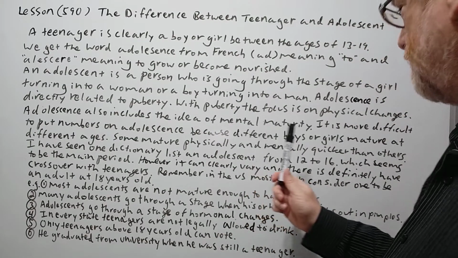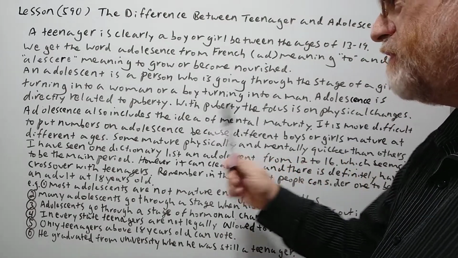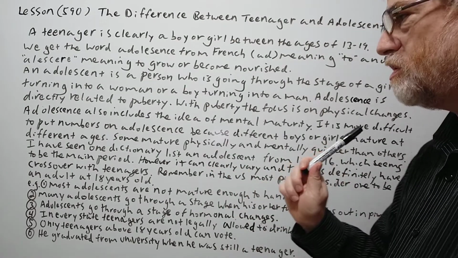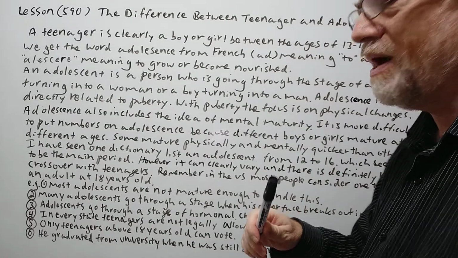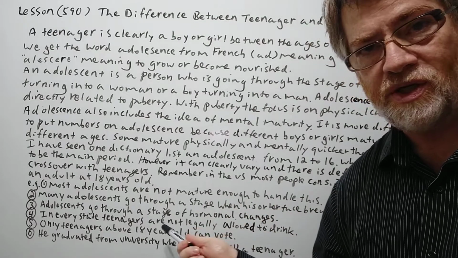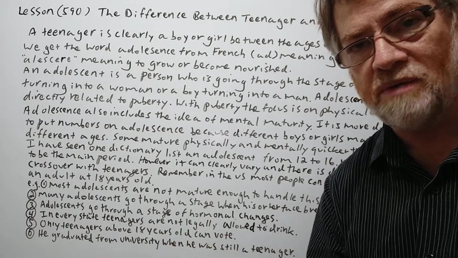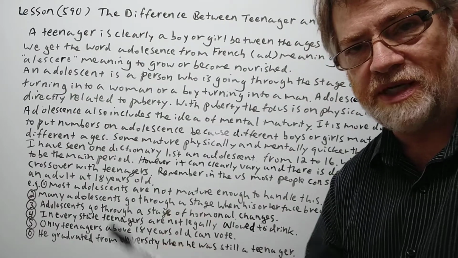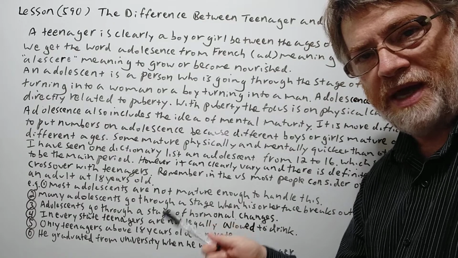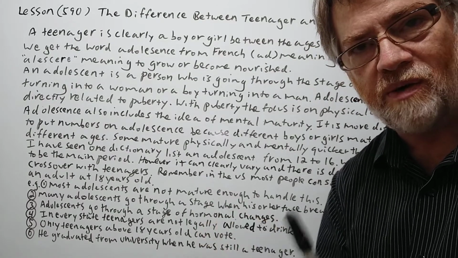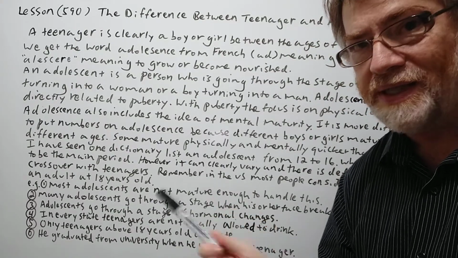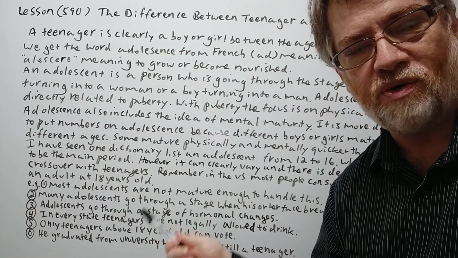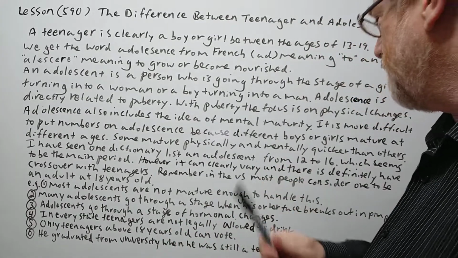Okay, let's go on here. It is more difficult to put numbers on adolescence because different boys or different girls mature at different ages. Some just mature faster than others, and some mature slower. I've noticed that sometimes in different countries, boys and girls may mature faster and slower too. Or within the same country, you could have children maturing at different ages. That's what makes it more difficult.